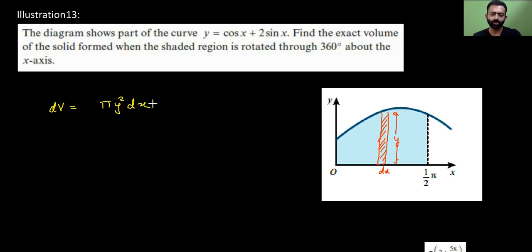Okay, so the whole volume of rotation is just the integral of this small volume of this small cylindrical disk. This is called volume of rotation, and between the limits means you apply the limit from 0 to pi by 2. So the required volume is your v. Now replace this y, since y is cos x plus 2 sin x, pi you can take outside.